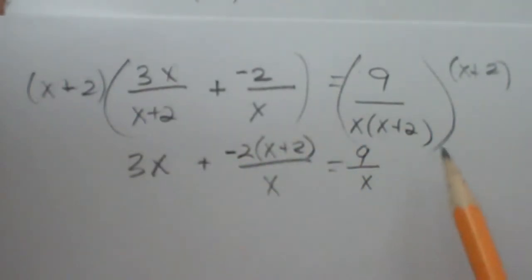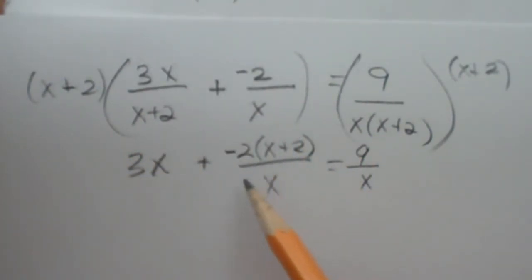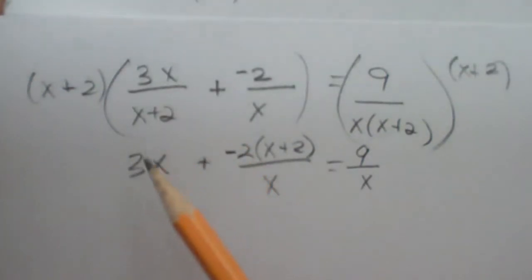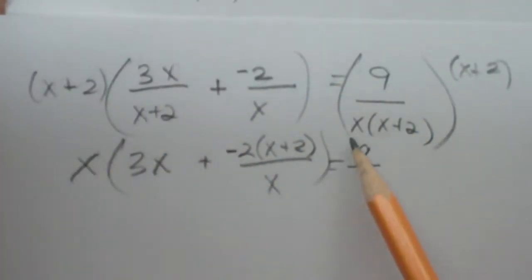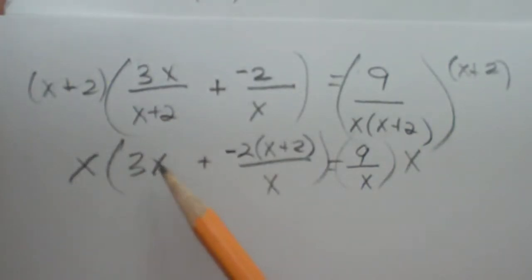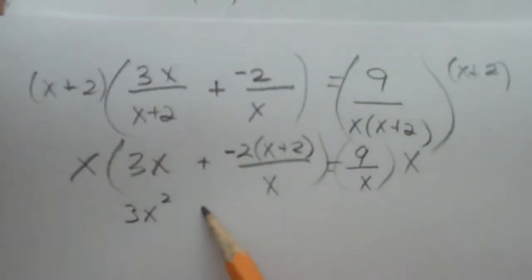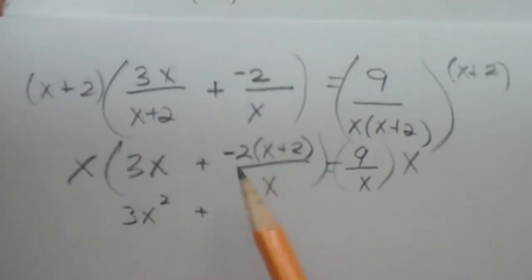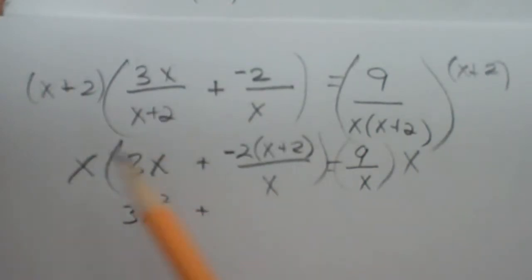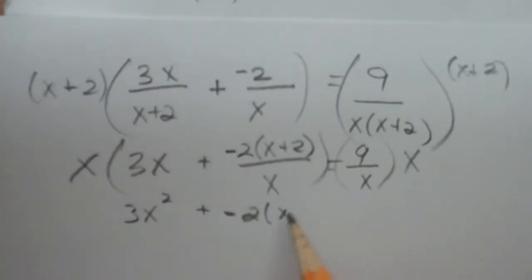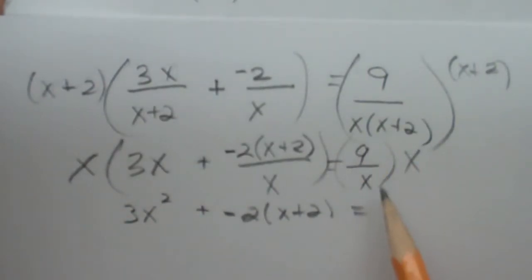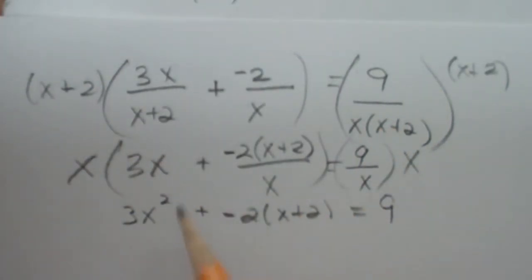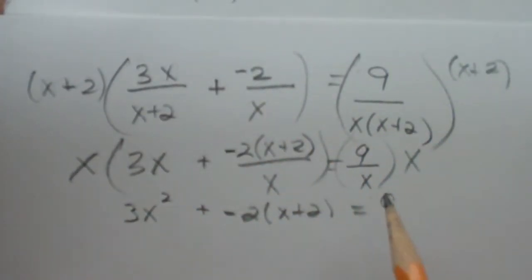What can we multiply through by so that we can cancel out these fractions? Right? So we're going to clear the fraction by multiplying both sides by x. X times 3x is 3x squared, plus x times negative 2 times the quantity x plus 2 over x. There is an x down here in the denominator, so those cancel out, and we end up with negative 2 times the quantity x plus 2 is equal to 9 over x times x. Those x's cancel out, and we get a 9. What we have now is much nicer than what we started with, because there aren't any fractions there.